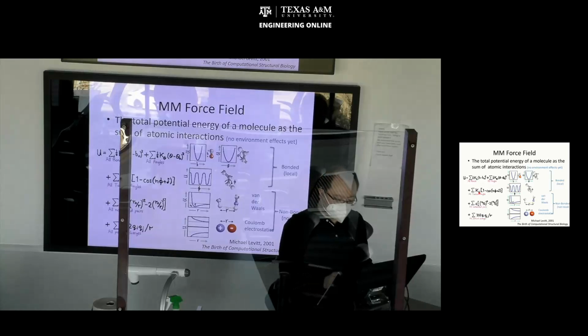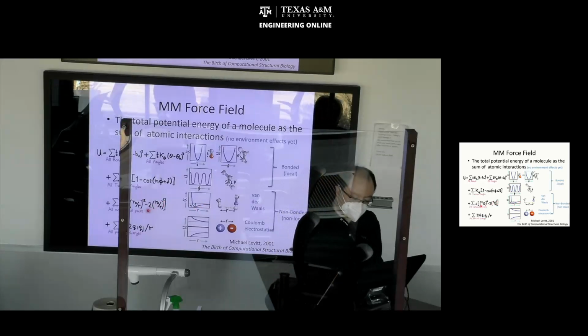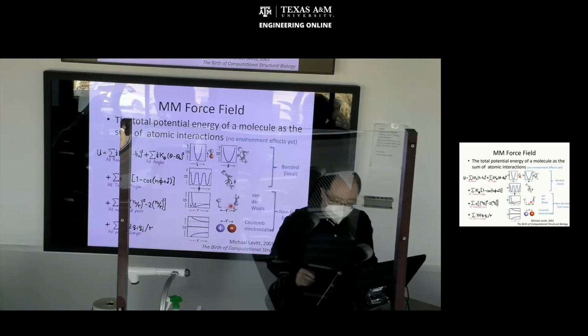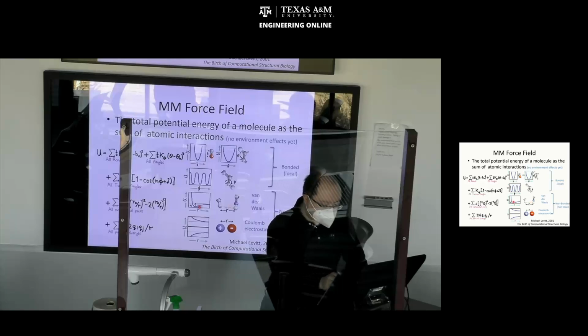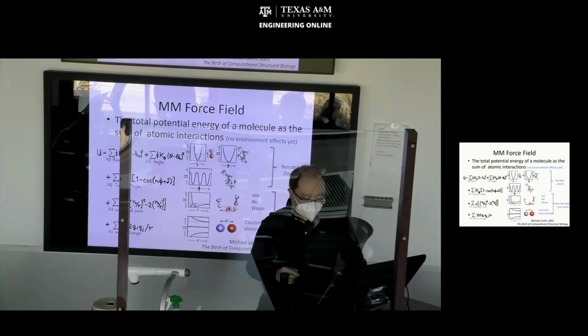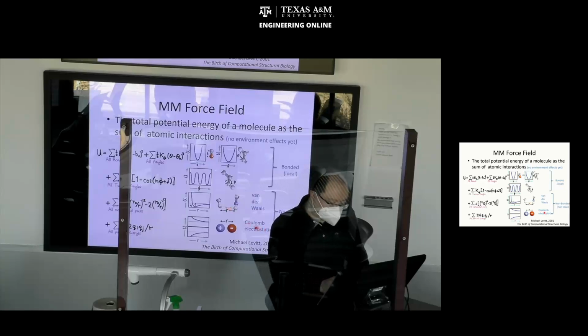There is the van der Waals interaction that includes the r to the power of minus 12 term. That's dominating the repulsion. Then there is r to the power of minus 6, which is dominating the attraction. Together they determine an optimum distance, as I said, an ideal distance between the two atoms. And then there is also Coulombic electrostatics. That's just q_i times q_j, the two charges, divided by r.